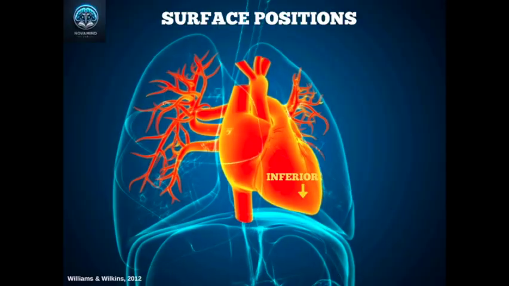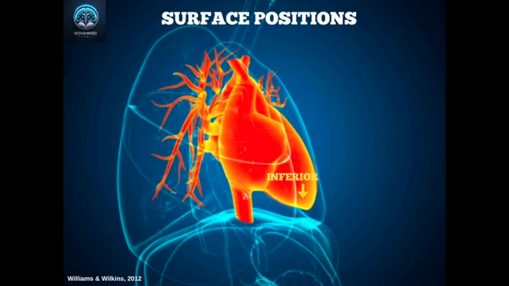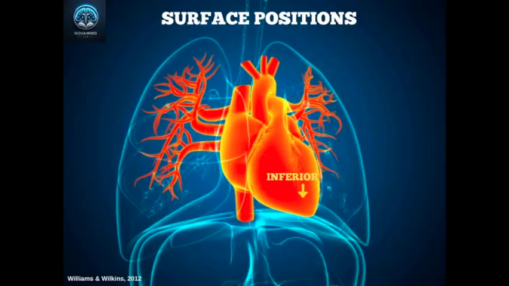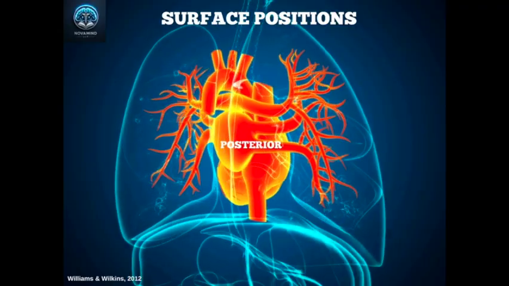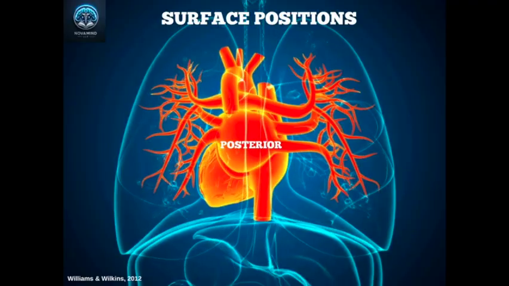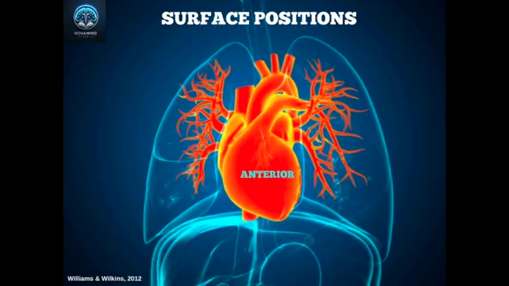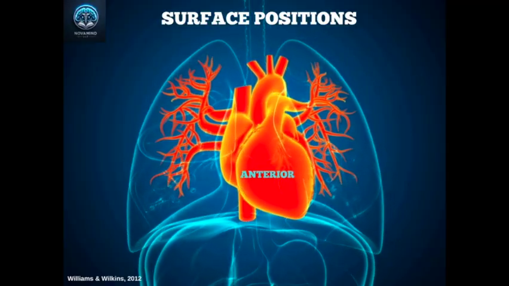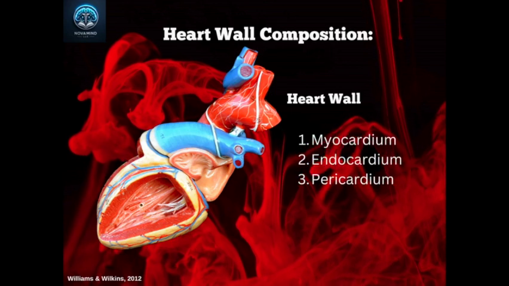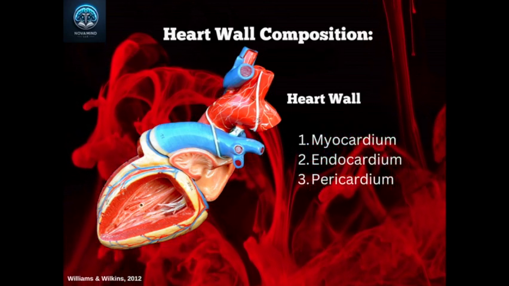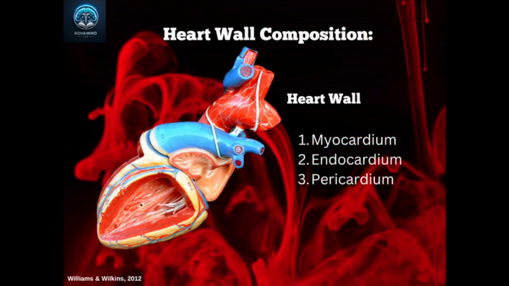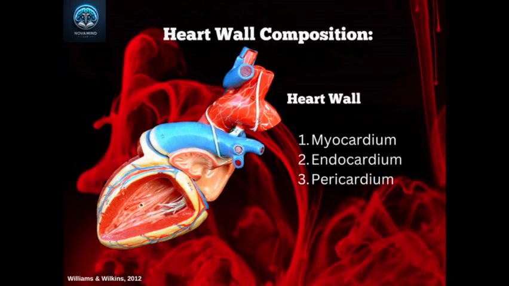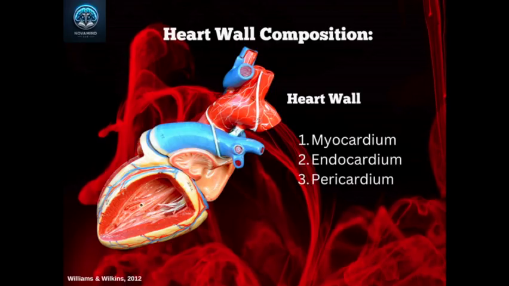As seen in this illustration, the inferior surface is located at the bottom of the heart. The posterior surface is located at the back of the heart, and the anterior surface is located in the front of the heart. The heart wall is composed of 3 distinct layers, each playing a crucial role in the overall function. These are the myocardium, endocardium, and pericardium.